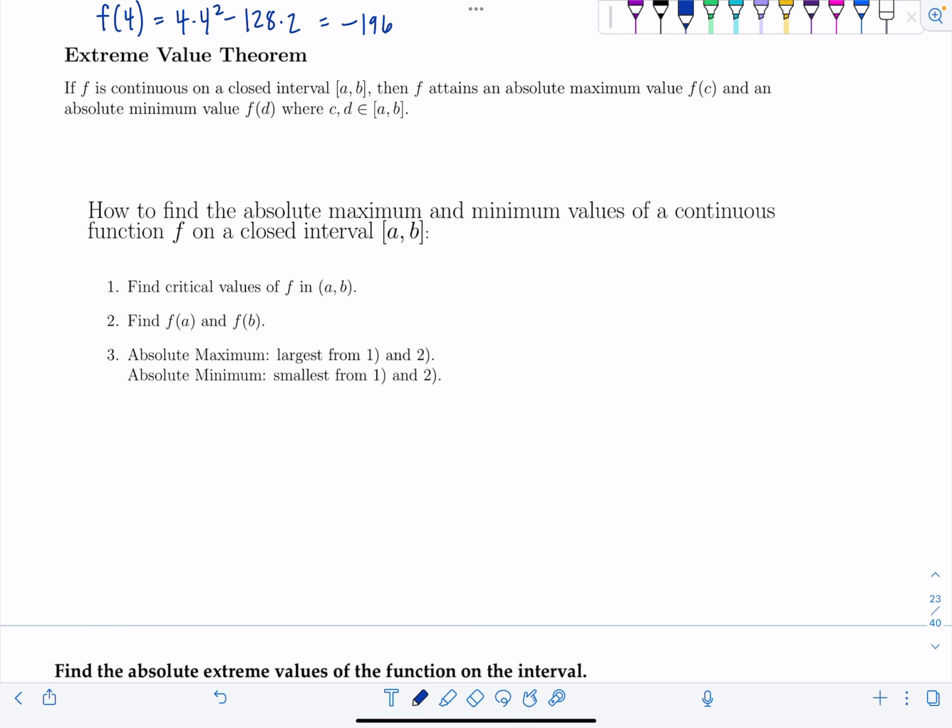So here's the process. If you're asked to find an absolute max and an absolute min, and they're giving you a continuous function, you have a closed interval. First thing, you find the critical values. We just did that. You know how to do that. You also, if they're not critical values, figure out what f of a is and what f of b is. So you find out the function values at the endpoints of the interval. And then you just look through and compare. The biggest function value from all the critical points and the endpoints is your absolute max. The smallest one is your absolute min. Once you see an example, it's going to be easy squeezy, I promise.